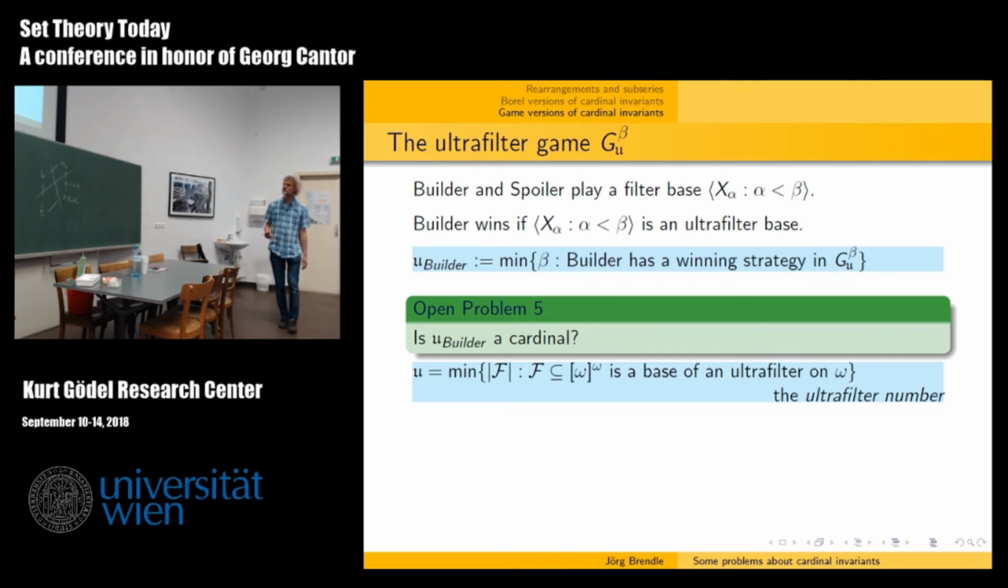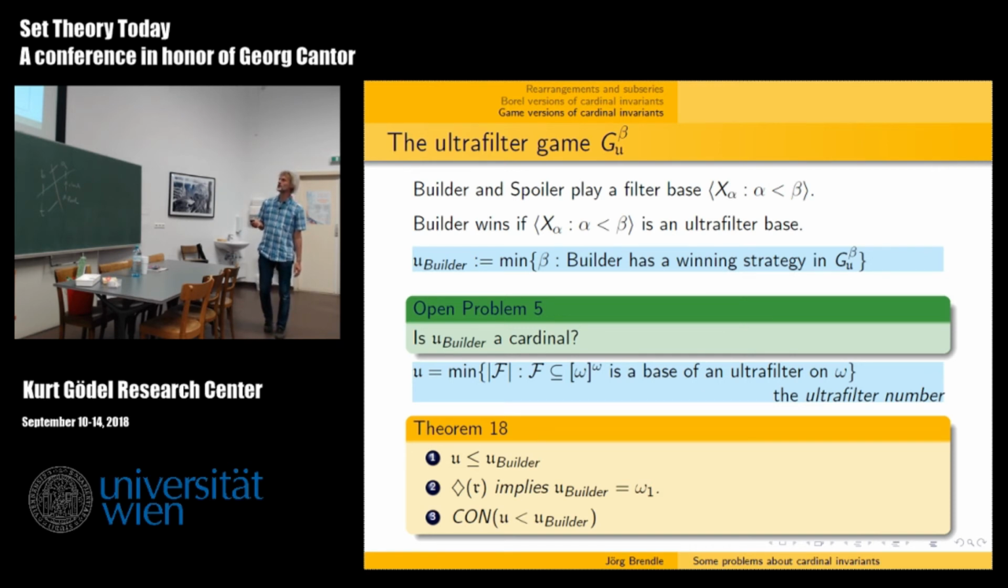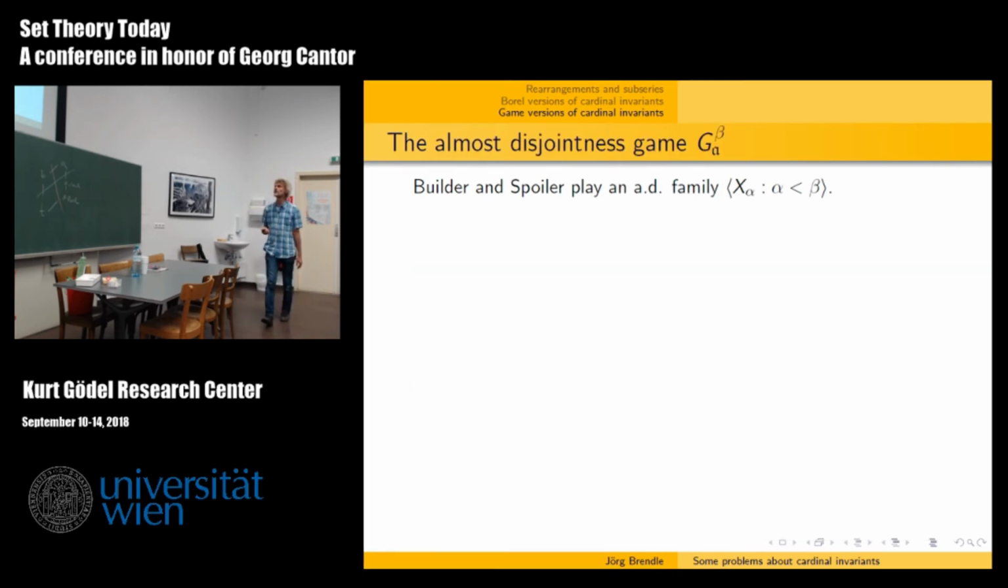And of course, there is a related cardinal, that's the ultrafilter number. It's the smallest size of an ultrafilter base. Clearly, U, this ultrafilter number, is a lower bound of U_builder. Then there's again a diamond result. The diamond for the reaping number R implies U_builder is omega_1. And we also know it's consistent that this U is strictly less than U_builder. But here we don't even know it's a cardinal. And there are some other questions about that.